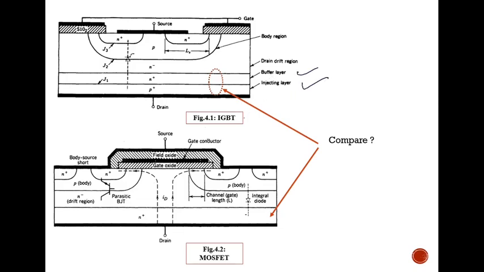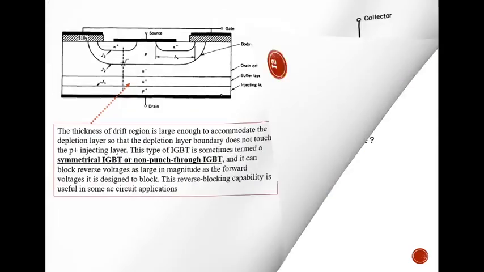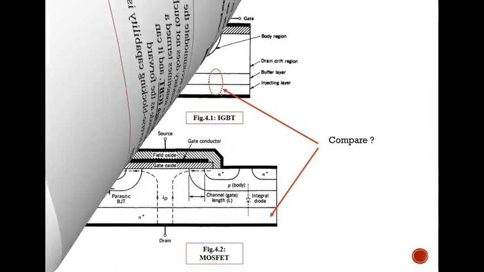The only difference: if you look at the MOSFET characteristic, a parasitic BJT is involved. Apart from this, the body diode is also involved. And one important point: there is a p body region, n minus drift region, and n plus region. So in which region do you have to introduce the injection layer? The P plus layer. But why is it here? You can get the answer from this slide.